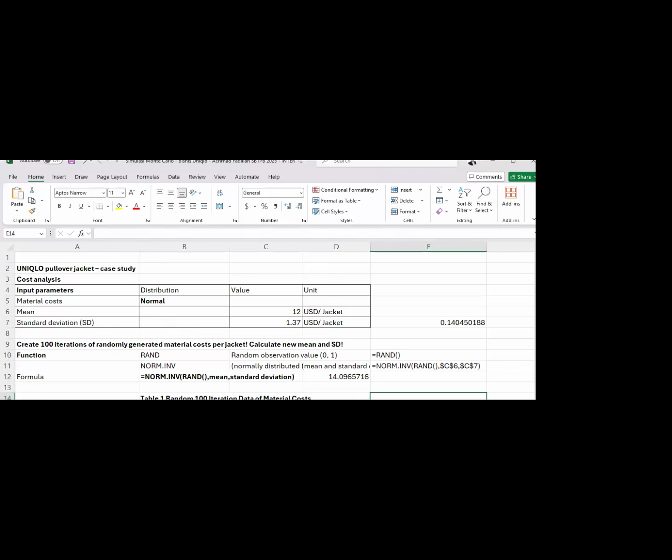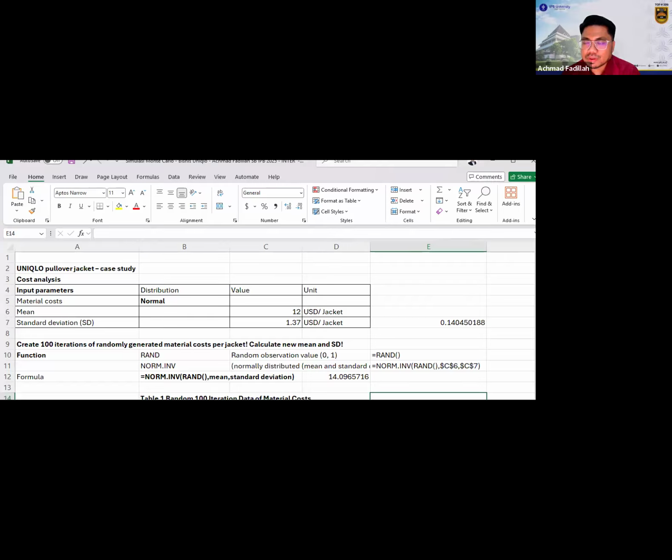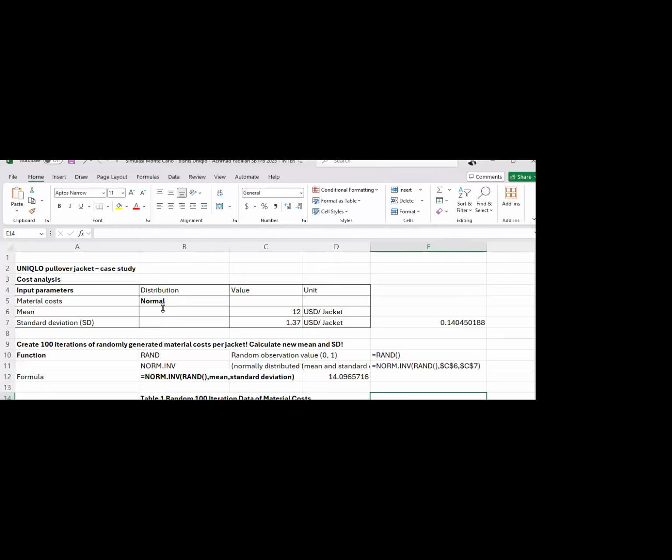I think it's to find the value of the variable, like the probability in the normal distribution. That depends on the distribution, yes. Okay, good.